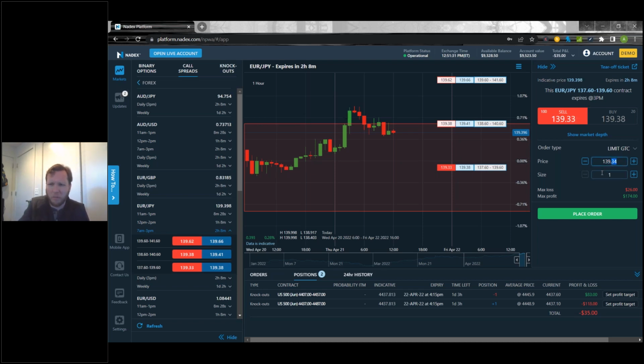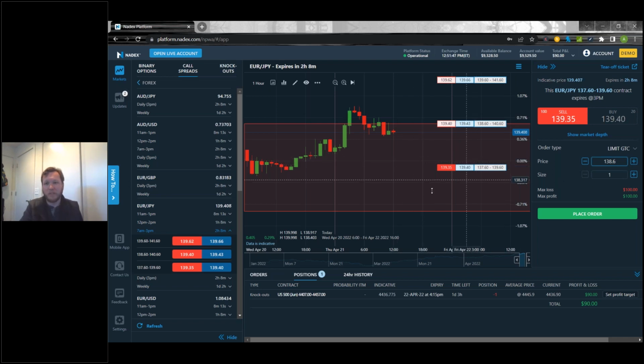We'll do this 0.6. Oops, that's the ceiling of the contract. We'll do 138.6 just to show what we're looking at here. So if we do 138.6 minus 137.6, right, that would be right in the middle of this. And so it'd be 100 go up, 100 go down. But let's get back to this price point here.